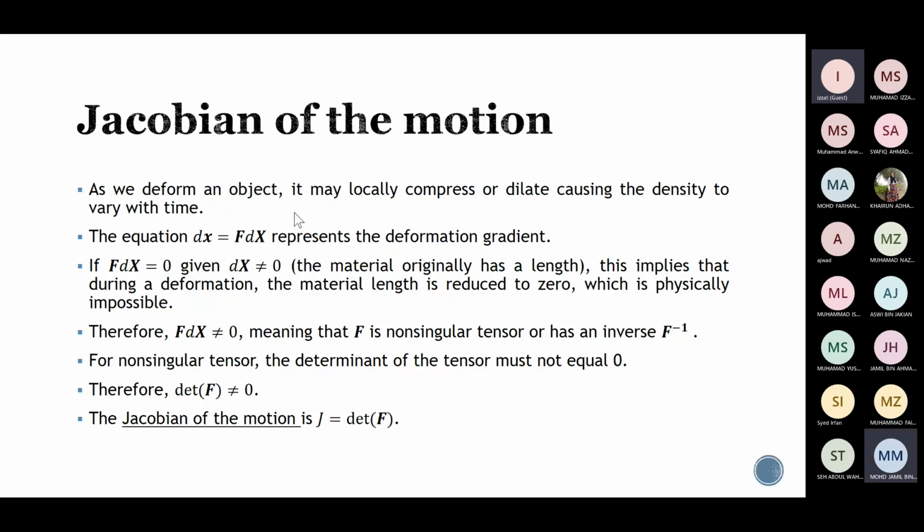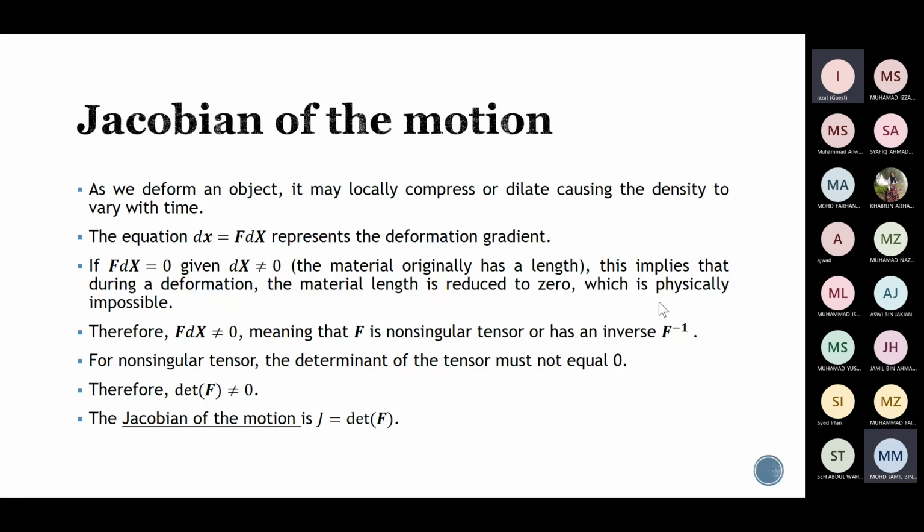Okay, so that's why we have this Jacobian. The equation dx, the small x, equals F dX, represents the deformation gradient just now. So if F dX equals 0, by assuming the original length is not 0, this implies that during deformation, the material length is reduced to 0, which is impossible.